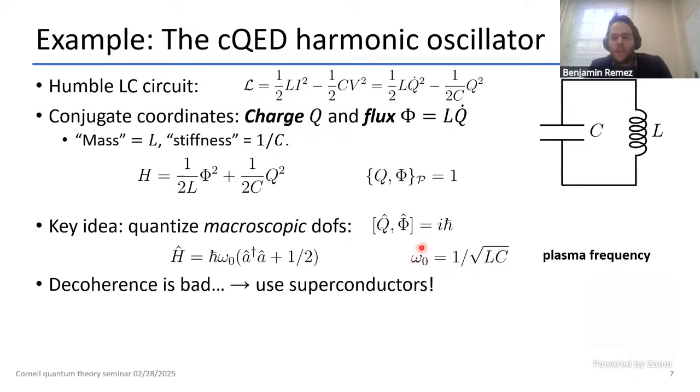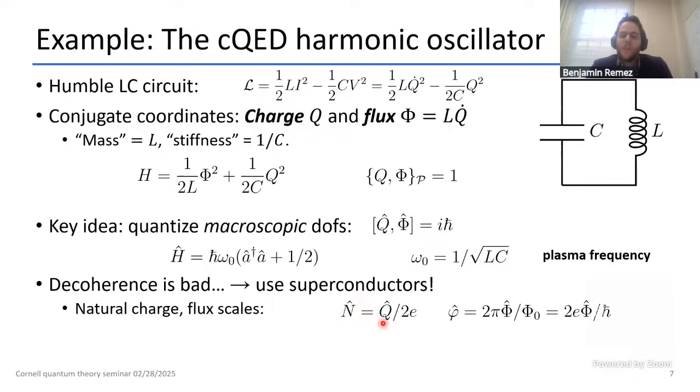Now, we want to work in quantum mechanical systems, and so decoherence is bad. This means that up until this point, I didn't really mention what conductor these guys are made of. The reason we use superconductors has less to do with the fact that they're actually superconducting. We don't need supercurrent per se, but we just don't want to induce any sort of decoherence that would arise if these were just copper.